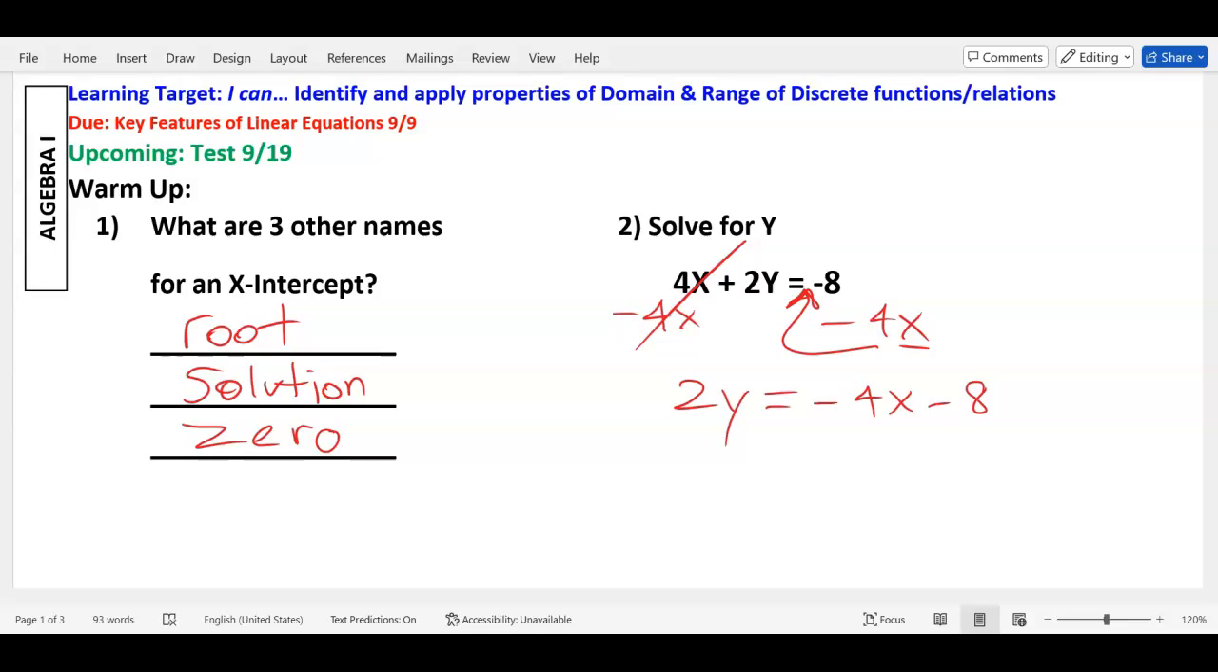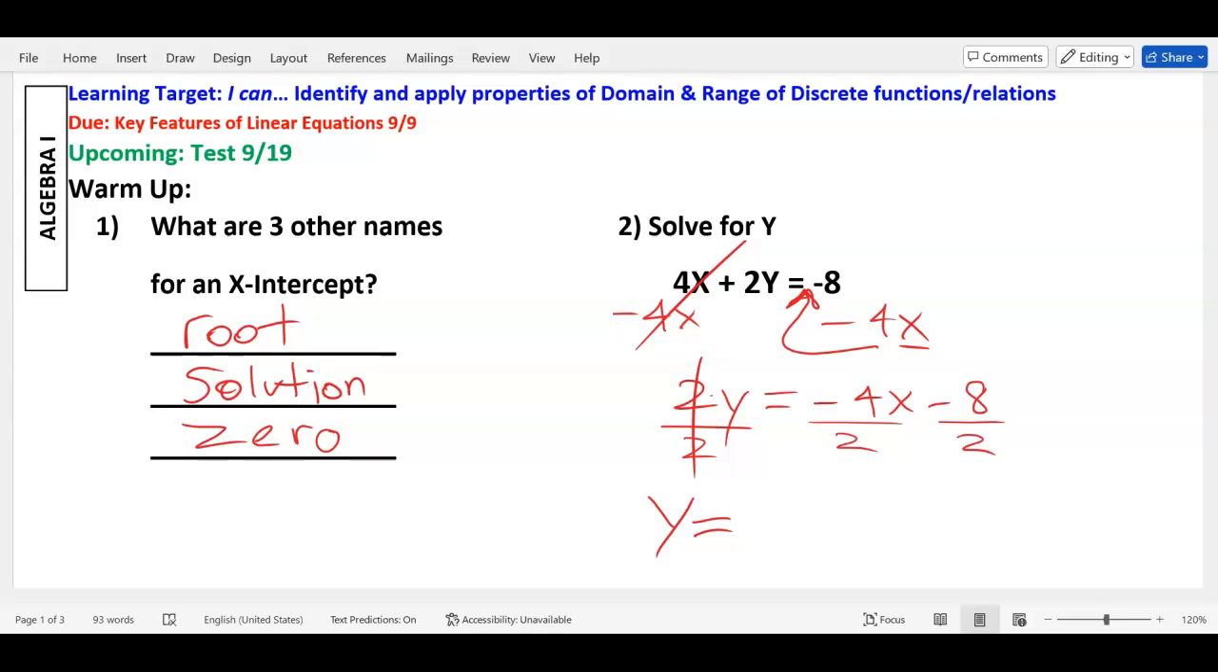Last step. Y is not by itself. There's a 2 coefficient. How do I get rid of that 2? The opposite of the invisible multiplying here is to divide everything by 2. Does everyone know that second step is dividing everything? Okay. So the 2's cancel. Now I have y equals.